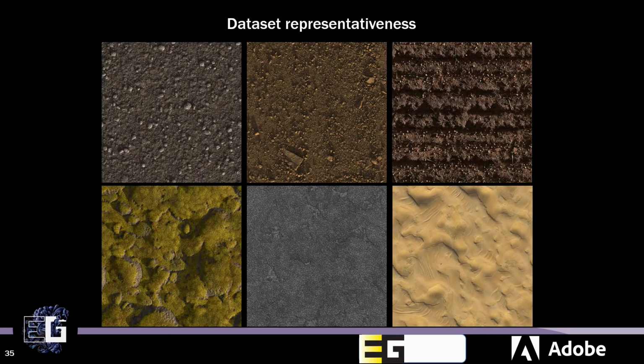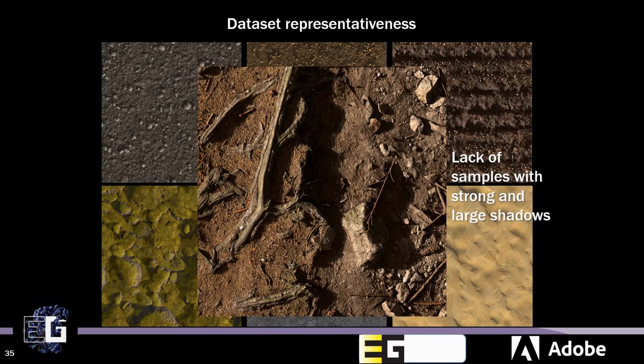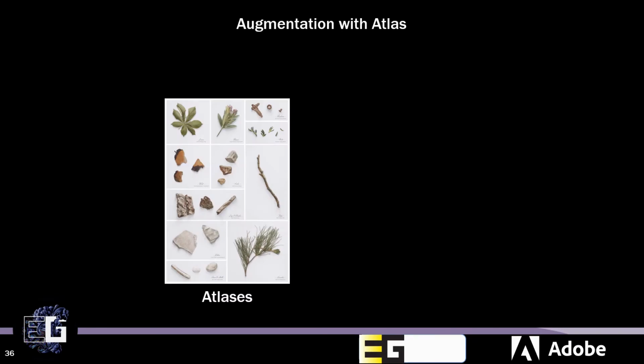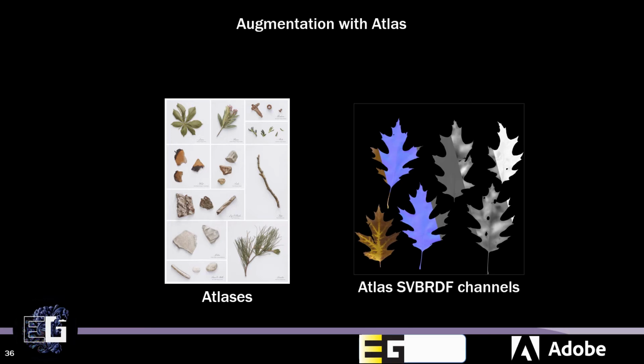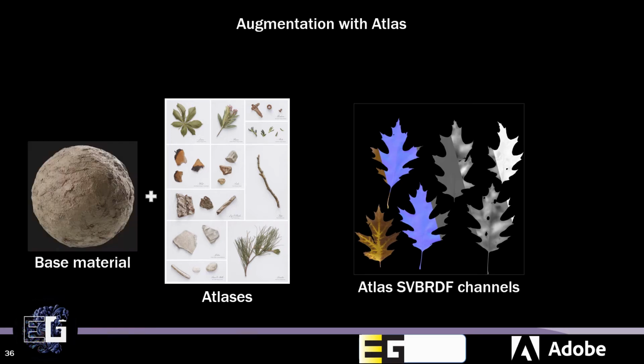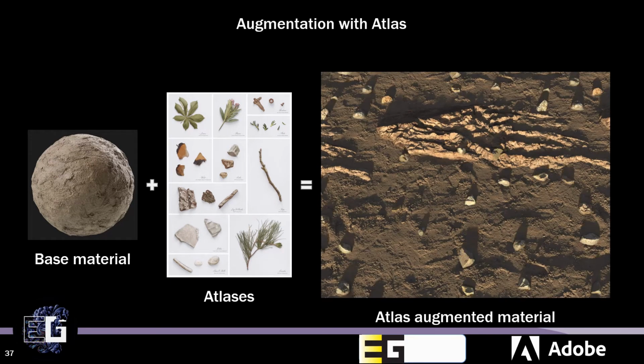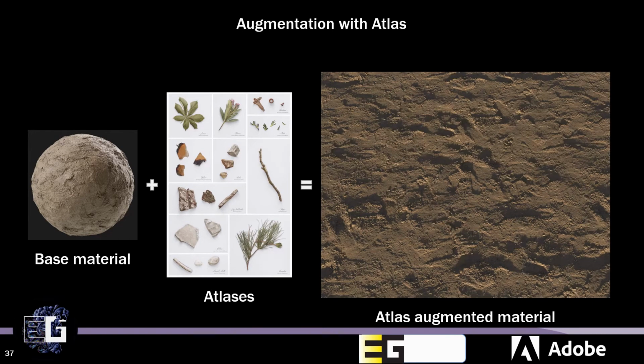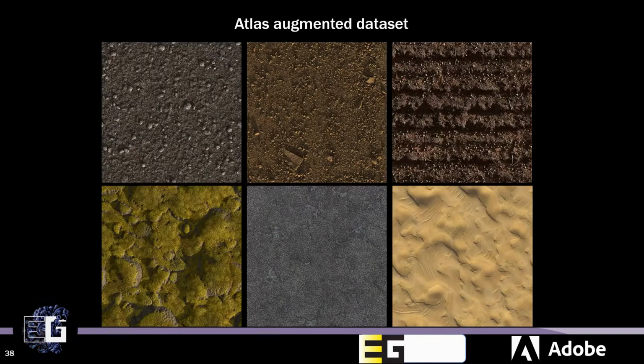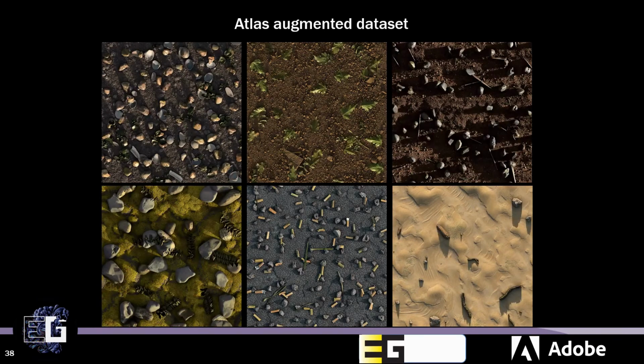The outdoor materials of Adobe Substance 3D Assets are various and look realistic. However, they lack samples with strong and large shadows to get a good representativeness on the domain we target. To alleviate that, we propose an augmentation step using atlases that describe small objects through SVBRDF channels and an opacity map, and that can be splatted upon the base material to produce new variations with more objects that cast shadows. Thanks to that augmentation step, our delighting network will have better chances to remove the shadows.